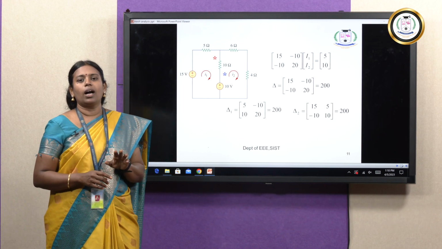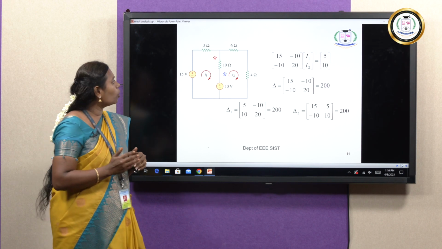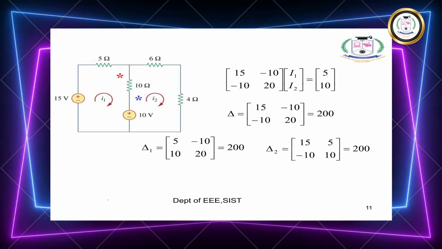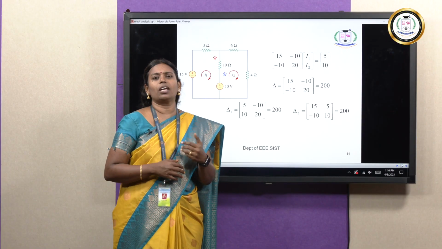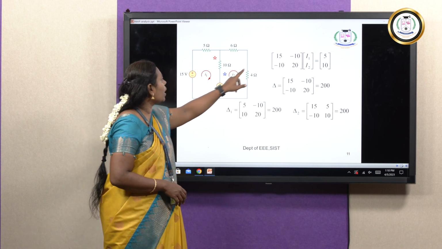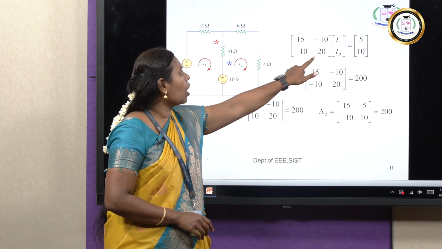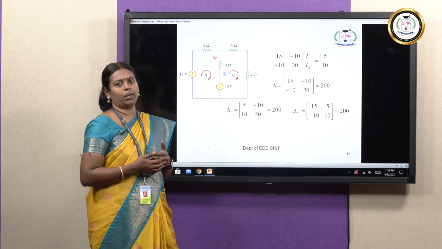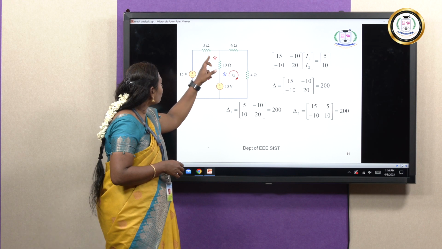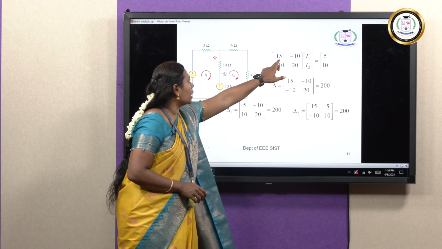Since I am having 2 loops, I have to form a 2 cross 2 R matrix. I have to use my Ohm's law. Ohm's law is nothing but V will be equal to I into R matrix. V matrix will be equal to I matrix into R matrix. That is our Ohm's law. Let us find the R matrix for these 2 loops. For a 2 cross 2 matrix you will be having R11, R12, R21, R22. First, to form your diagonal elements, R11 means add all the resistances in the first loop. So this is my first loop. Add all the resistances in the first loop. That will give you the value for R11.